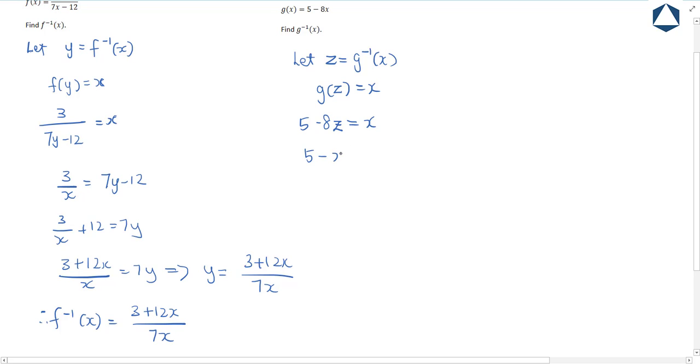So this will be 5 minus x equals 8z. And then z here is equal to 5 minus x over 8. And z here is equal to our inverse function of g. So to conclude, the inverse function of g of x here is equal to 5 minus x over 8.